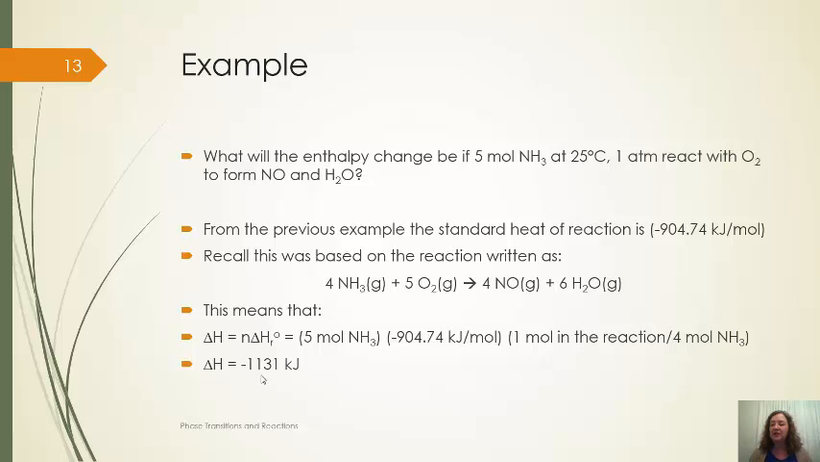Now in the next video we're going to look at another little enthalpy reaction problem, and then we're also going to talk briefly about fuels.